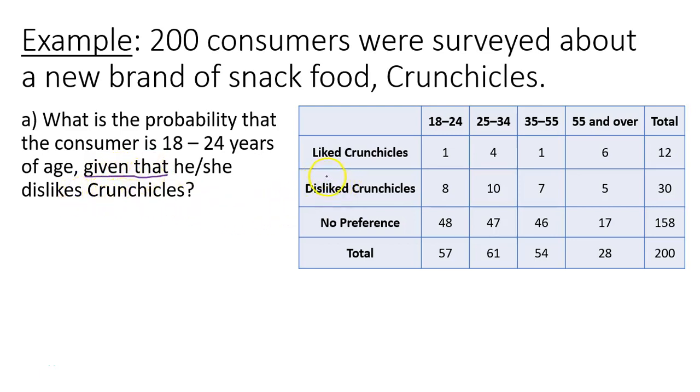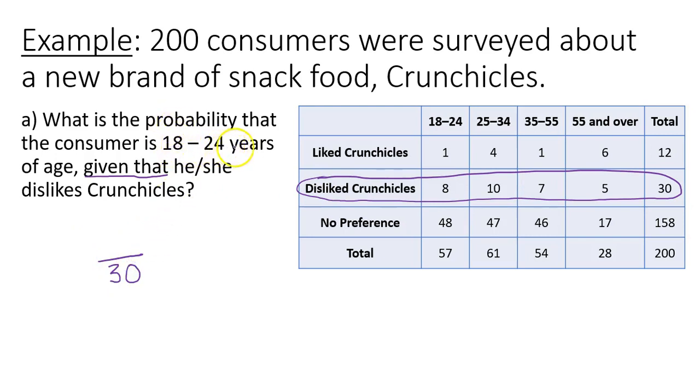So out of this entire table, the only row I'm concerned with would be those that dislike Crunchicles. In total, there's 30 people that disliked Crunchicles. How many of those were 18 to 24 years of age? That would be 8. So you have 8 over 30. You can simplify this fraction to get 4 over 15.